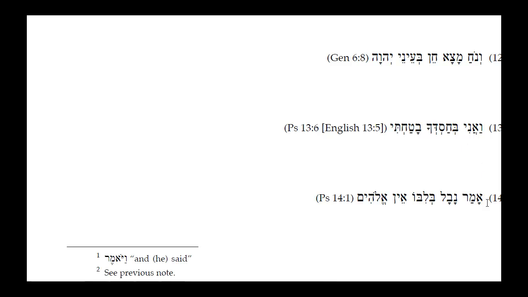Number 14, amar naval belibo ein Elohim. Amar naval belibo ein Elohim. And a naval, a foolish one, has said in his heart, ein, there is no Elohim, there is no God. So a fool in his heart has said, there is no God. Amar is Qal stem, perfect conjugation, third masculine singular from amar. This is a first aleph, first guttural verb here. Okay, and you have lev, a noun with a preposition and a third masculine singular pronominal suffix, in his heart.